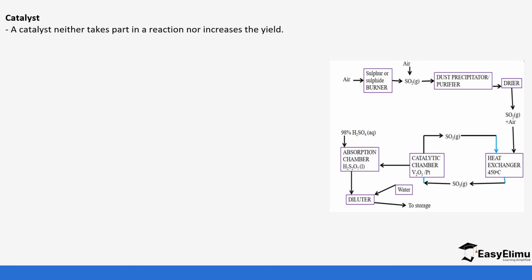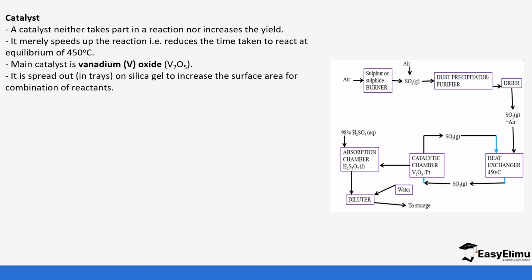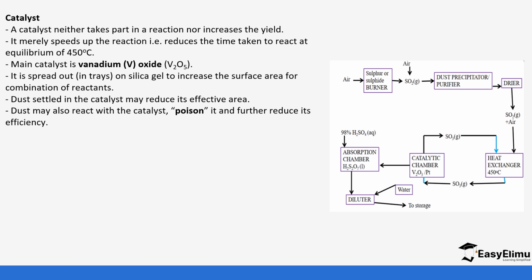Another condition that is required is a catalyst. A catalyst can help the reactants reach equilibrium faster, or it increases the rate of reaction. So it merely speeds up the reaction and reduces the time it takes to reach equilibrium. The main catalyst is vanadium 5 oxide. It is spread out on silica gel to increase surface area for combination of reactants. Dust settled on the catalyst may reduce its effective area. Dust may also cause the catalyst to be poisoned, further reducing its efficiency. So that's the reason why we have to purify the gases thoroughly.